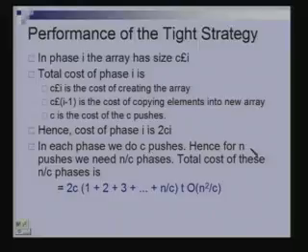So, if I have to do a total of n pushes, then how many phases do I need? N by C phases roughly, and the total cost of these n by C phases would be 2C times 1 plus 2 plus 3 all the way up to n by C, because the cost of the ith phase is 2Ci. And what is this quantity? This sum is roughly n square by C square times 2C. So this is approximately order n square C. Right. So, this is as far as the tight strategy is concerned.